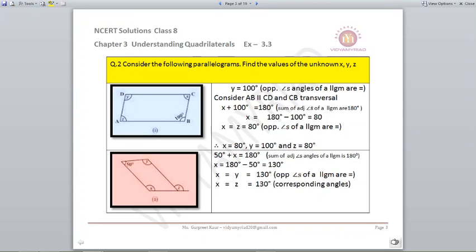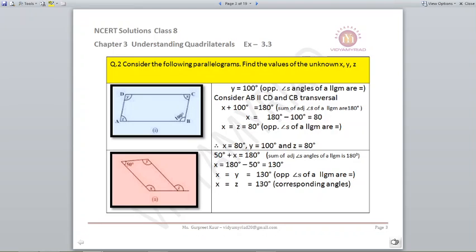Now consider AB parallel to CD and CB as your transversal. So 100 plus x will be equal to 180 degrees because the sum of adjacent angles of a parallelogram is 180 degrees, or co-interior angles sum is 180 degrees. So x comes out to be 80 degrees. If x is 80, then z will also be equal to 80 because opposite angles of a parallelogram are equal.